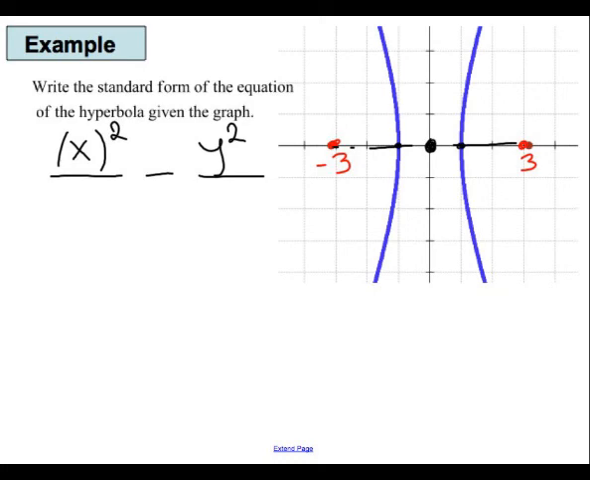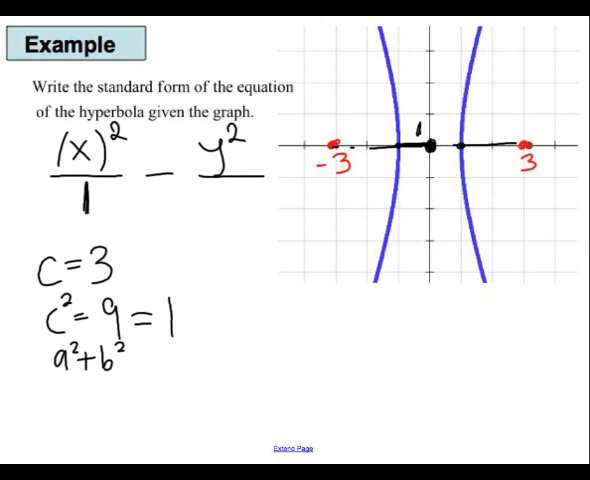And I know the x value is going to be over 1 because of this distance of 1 right here. Okay? But the other thing that I know is c. I know c is 3. So that means c squared is 9. And I know c squared is always a squared plus b squared. A in our case is 1 because we know that distance. But what we don't know is b squared.